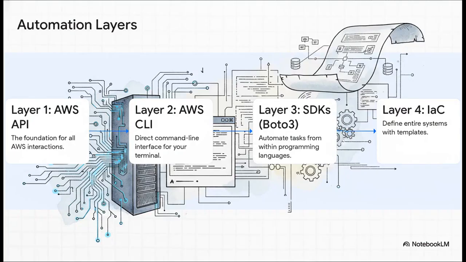Professionals work with AWS through a stack of automation layers, and you pick the right layer for the job. At the very bottom, the foundation of everything, is the AWS API. Think of it as the engine. The next layer up is the AWS CLI, which lets us run commands right from our terminal for fast, scriptable tasks. Then we have SDKs, like Boto3 for Python, which lets you automate really complex logic right inside your code. And at the very top, we have infrastructure as code, using tools that let you define your entire system in a simple text file, a blueprint that AWS builds for you. It is the ultimate form of automation.